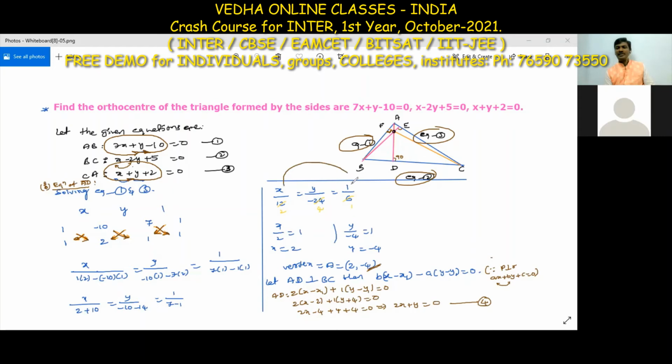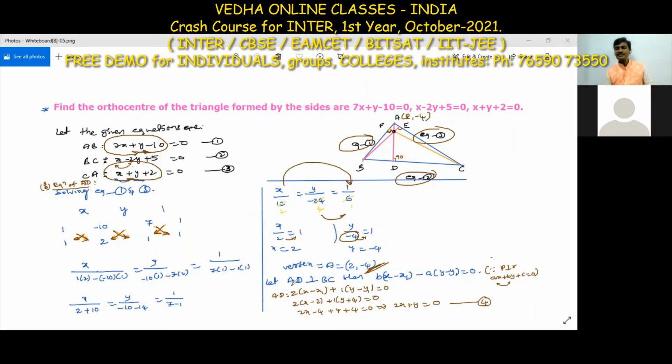Now we equate the x term to the constant and the y term to the constant. So x by 2 equals 1, and y by minus 4 equals 1. So x equals 2 into 1, which is 2. The 2 is dividing, so if you take it to that side, it multiplies. Minus 4 is dividing, so take it to that side and it multiplies: minus 4 into 1 is minus 4. So vertex A is 2 comma minus 4. Just now we got the point. So 2 comma minus 4 is the vertex.